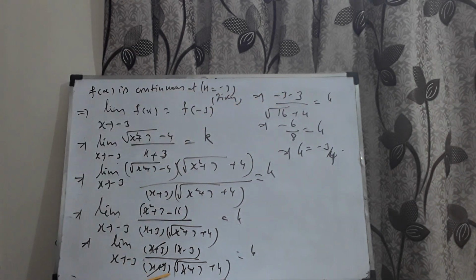Minus 6 is the numerator. Here 7 plus 9, it is root 16. 4 plus 4 is 8. Therefore, minus 6 by 8 happens to be minus 3 by 4. Therefore, the value of k should be minus 3 by 4 for the function to be continuous at x equal to minus 3.